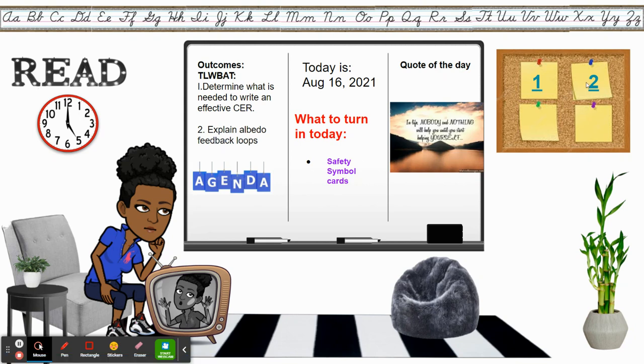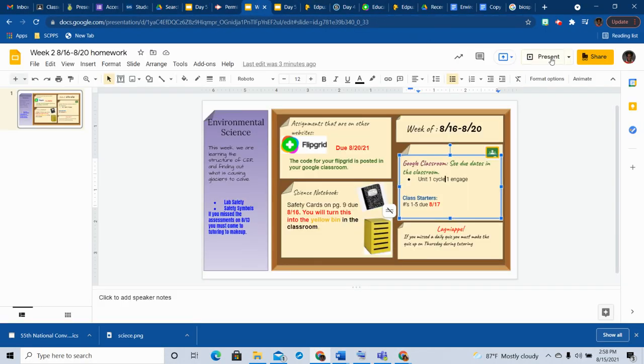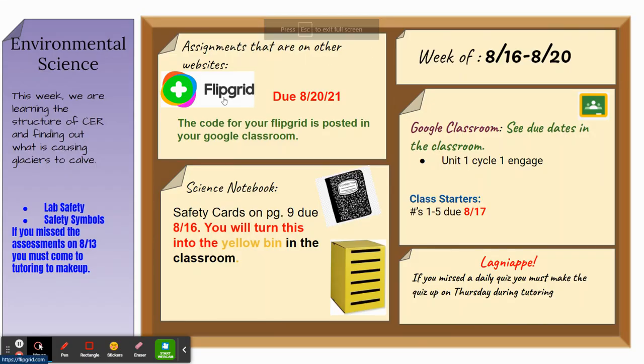We do have our weekly bulletin right here, so I guess I'll just start with that one and then I'll get into the agenda. So just to start this week off, the flip grid that I talked to you about last week is due on Friday. So please make sure you make your flip grid of what to do and what not to do in the lab. The safety cards, like I said, are due today in person. They go in the yellow bin, so make sure that you turn those in.